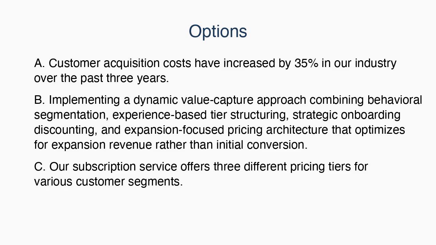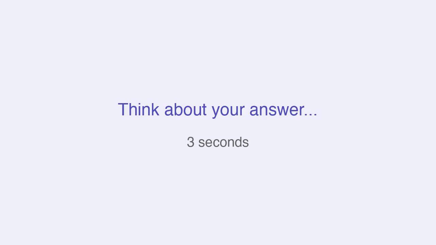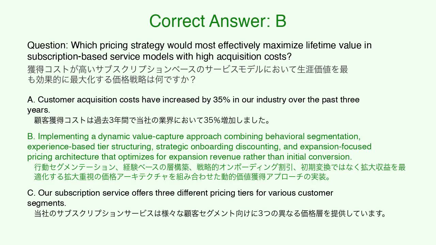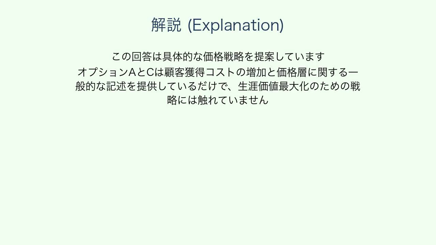C. Our subscription service offers 3 different pricing tiers for various customer segments. You have 3 seconds to think about your answer. The correct answer is B. Let me explain why. Let's move on to the next question.